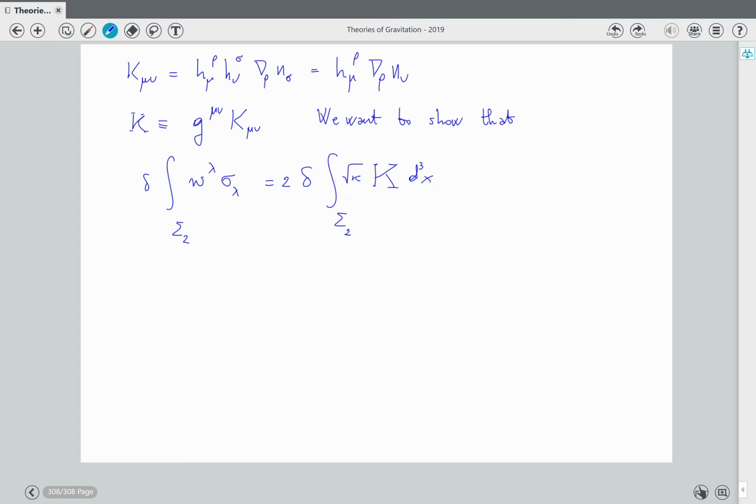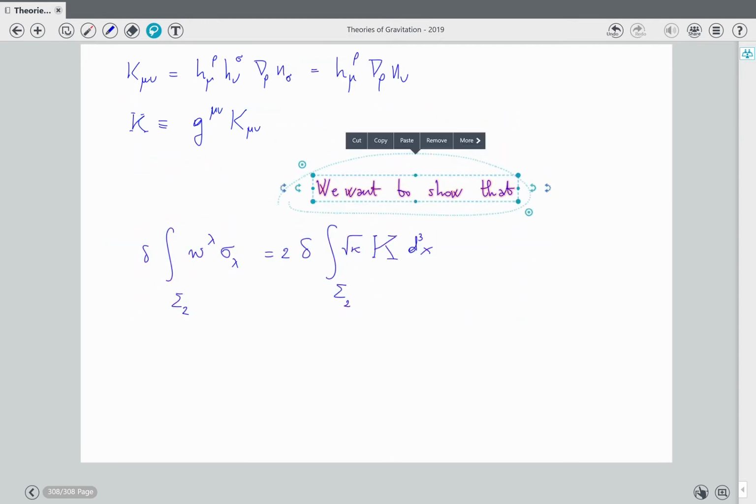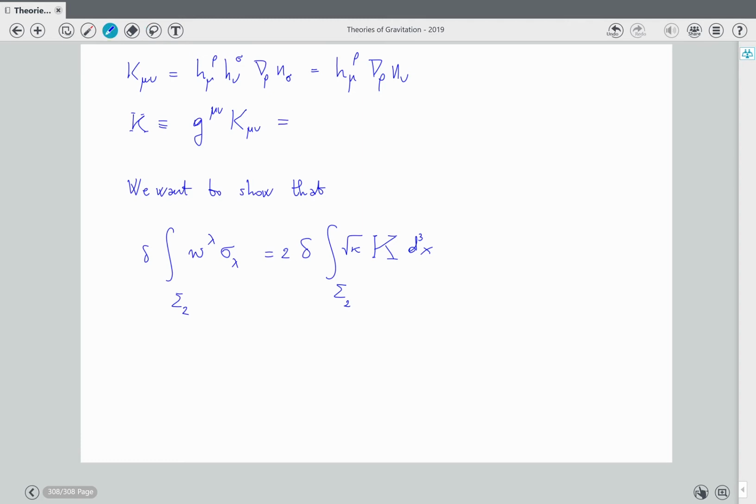And K is also a scalar in the submanifold. Well, this is not obvious from here, so let's show that it is. Maybe I should have done it here. So that is equal to what? For example, G mu nu, using the second expression there, del rho n nu, or H mu rho del rho n mu. We raised the index.